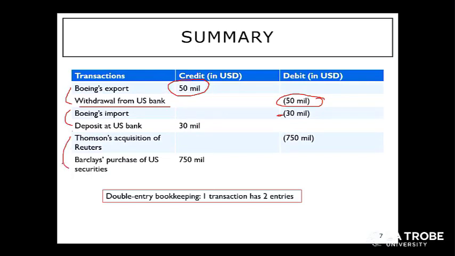Similarly, for the third transaction, when we go and buy a company in the UK, we're paying money to the overseas partner, and in turn, they deposit the money back into the US securities, right? So this is a positive credit. Okay.